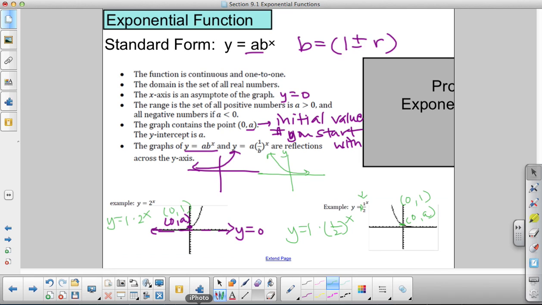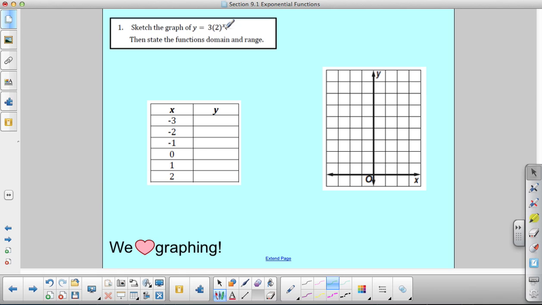So let's just go ahead and sketch some graphs. All right, so you want to sketch the graph of y equals 3 times 2 to the x, then state the function's domain and range. If I look at this, one thing to take note of is how I did my table, -3 to 2. I would recommend -3 to 3 when you're doing your tables for your homework. With an exponential, you can always get a good idea if you're starting with -3 to 3. So I would recommend doing that.